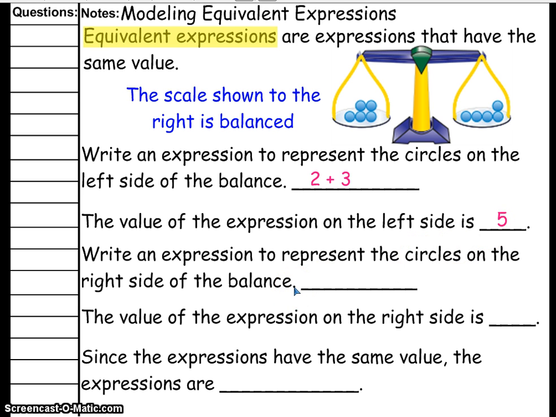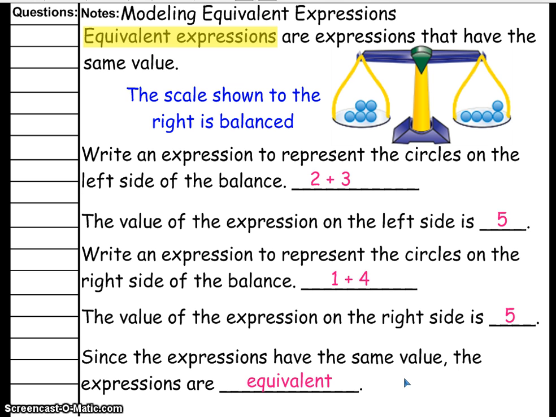Write an expression to represent the circles on the right side of the balance. Again, we have 1, and then we have 4. So we put those together. Our expression is 1 plus 4. The value of the expression on the right is 5. Since the expressions have the same value, the expressions are equivalent.